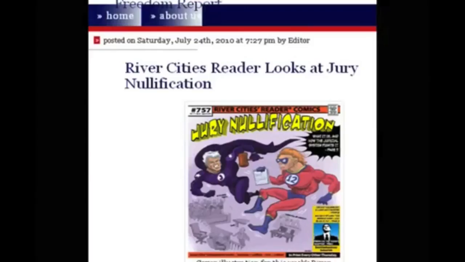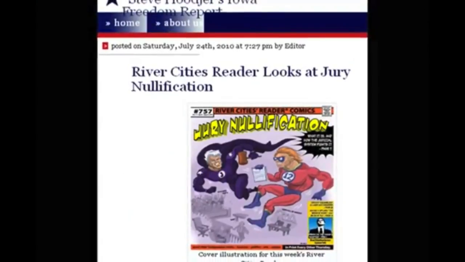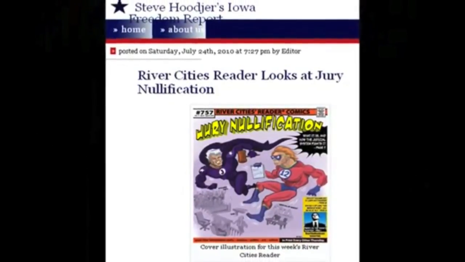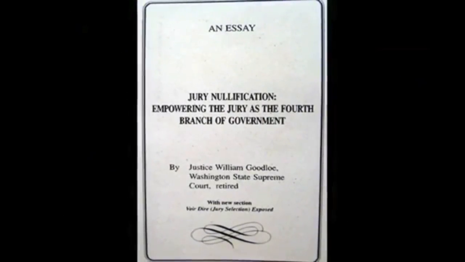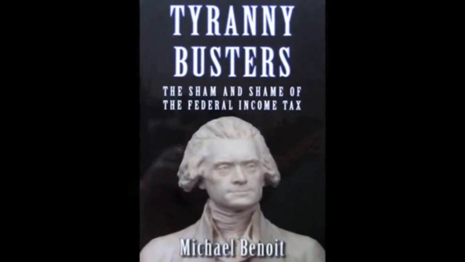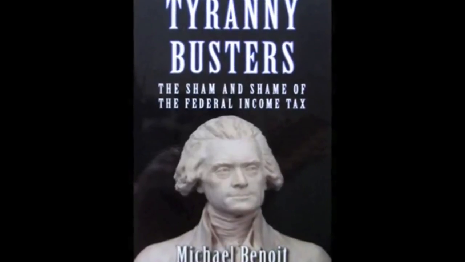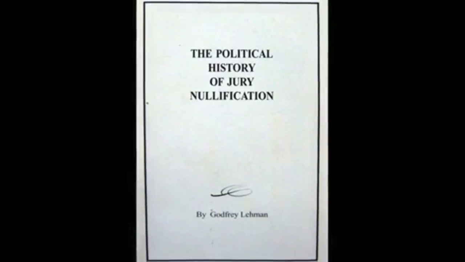Jury nullification is not talking about letting a murderer go. Jury nullification is talking about nullifying tyrannical law. Tyrannical law is any law that's passed outside of the authority of the agency to pass it that violates individual liberty. Those are tyrannical laws. And that is what jury nullification is all about. It's regaining our unalienable rights that have been violated by abuse of government.